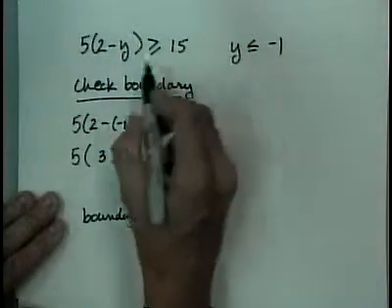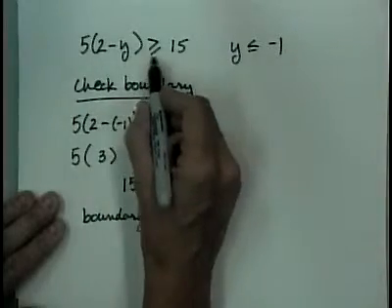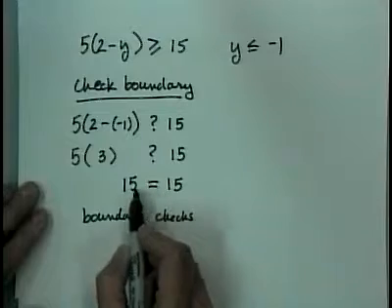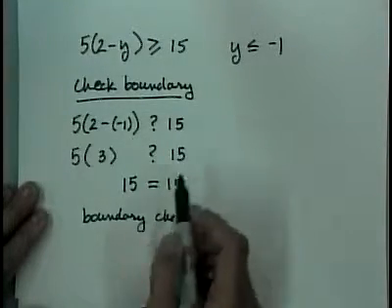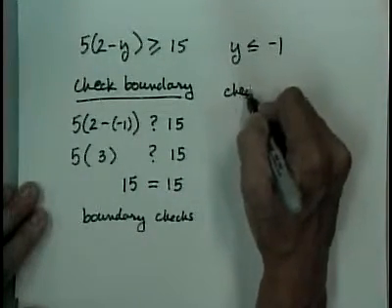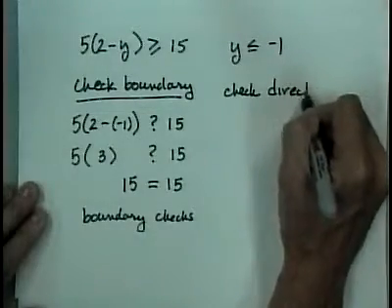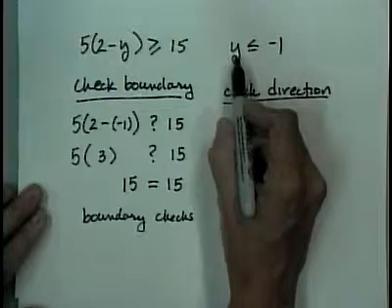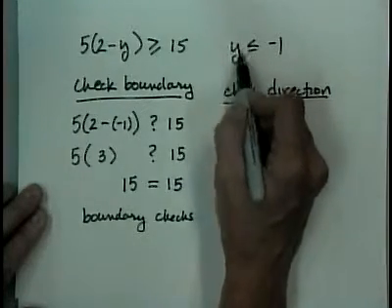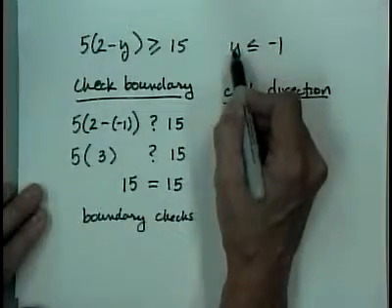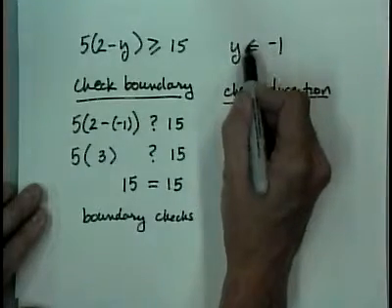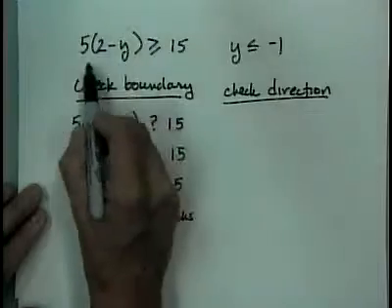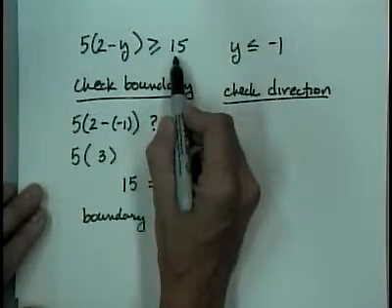-1 is the number that would make this, if it were an equation, true. It gives us equality for the left-hand side and the right-hand side. The second thing we need to check is the direction of the inequality. The direction means we want to check that the numbers that can be substituted for y that are less than or equal to -1 are actually the numbers that make this a true statement.